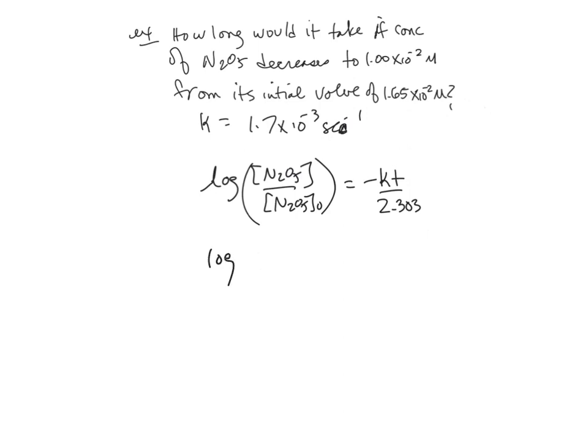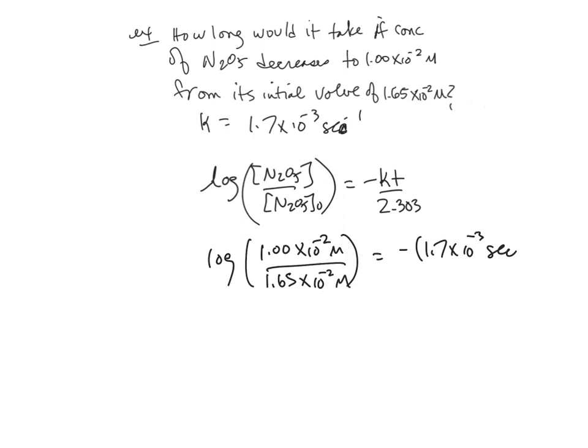All right, so you have the logarithm of your final concentration, 1.0 times 10 to the minus 2 molar, and then divide by the initial concentration, 1.65 times 10 to the minus 2 molar. Notice how the molars cancel. I was talking about that a minute ago. Negative 1.7 times 10 to the negative 3 seconds to the minus 1 times t, and then divided by 2.303.